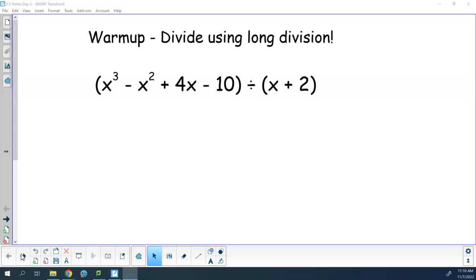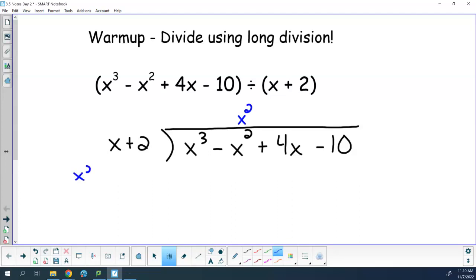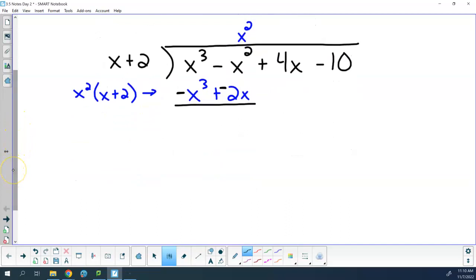So using long division, let's divide these out. You should have this done by now. X plus 2 is our divisor. X cubed minus x squared plus 4x minus 10 is our dividend. So I need to get x to be x cubed, so that's going to be x squared. So here I'm going to put x squared times x plus 2, and that's going to be x cubed plus 2x squared. Then what I need to do is change not one, but both of those signs. When I change both of those signs, that becomes negative 3x squared.